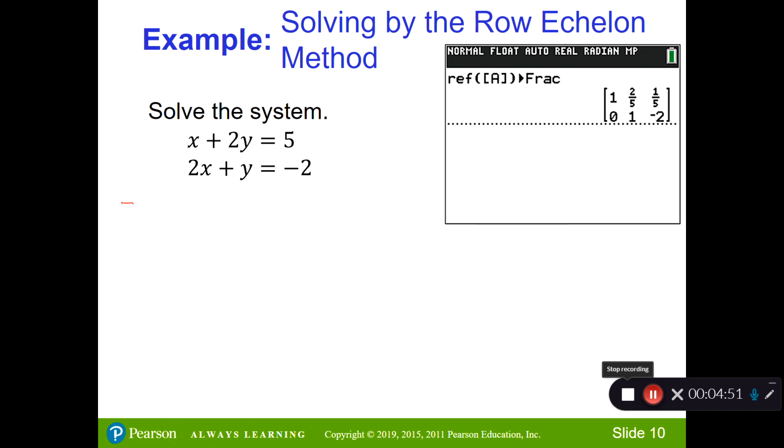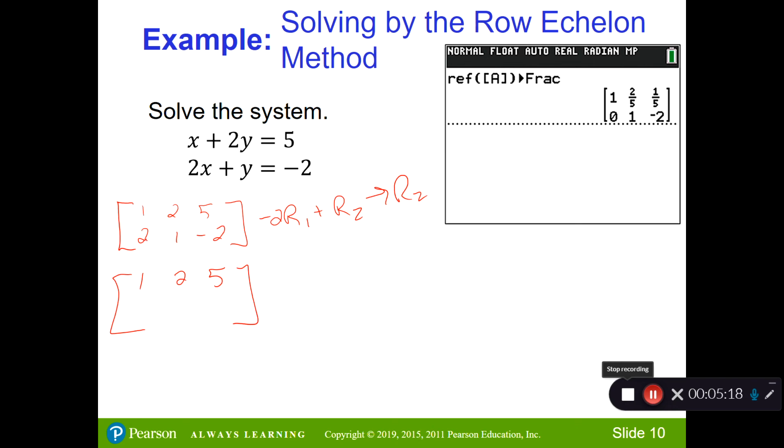Here, to solve the system of equations, we're first going to put it in a matrix. My first column, or my coefficients of the x, so 1 and then 2, coefficients of y, 2 and then 1, and then the 5 and the negative 2. So to get a 0 here, I'm going to take negative 2 times the first row, add it to the second, and put it back where the second row is. So the first row will stay the same, but then negative 2 added to 2 will make a 0. Negative 4 added to 1 is a negative 3. Negative 10 added to negative 2 is a negative 12.